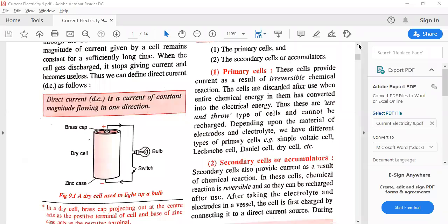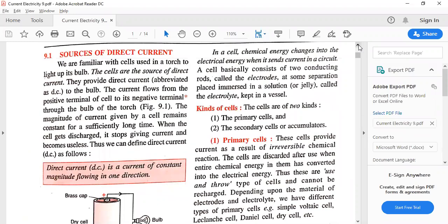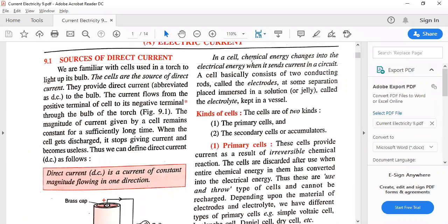Now, so what is a cell? What happens in the cell? Chemical energy changes into electrical energy. Now there is a solution here, like sulfuric acid. That sulfuric acid gets converted into electrical energy because of some process. Now that is there in class 10. And after it converts to electrical energy, it sends current in the circuit.